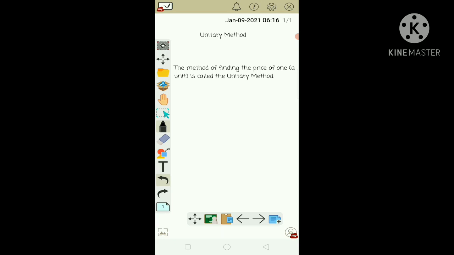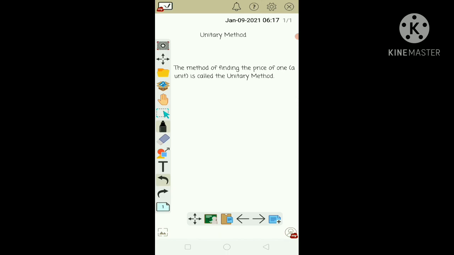When we find the cost of one thing or many things, when we say one thing, we can say one. When we say many things, we have to say it as a unit. So in this chapter we are going to talk about finding the unitary method.